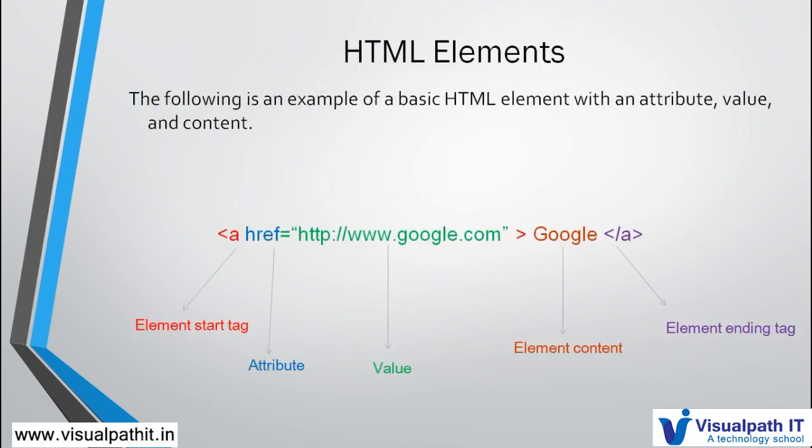Next, we'll learn about HTML elements. The following is an example of a basic HTML element with an attribute, value, and content. If you see the example below, in red is the element start tag. Here href is an attribute, where the link, http www.google.com, is the value. Then the start tag has been closed.